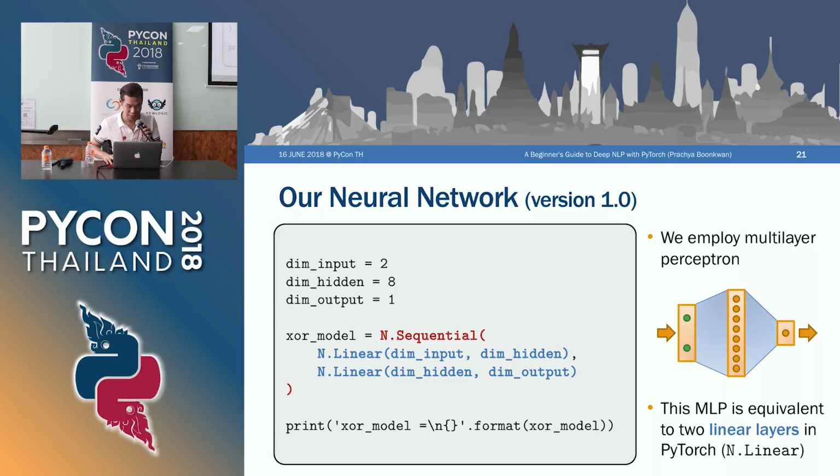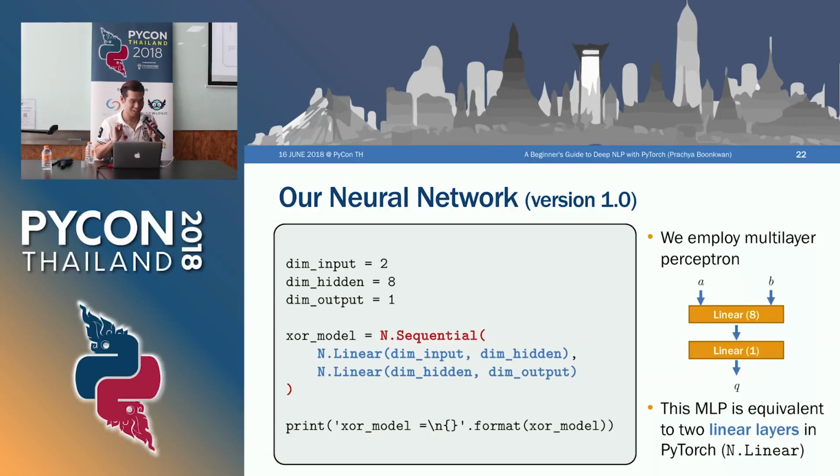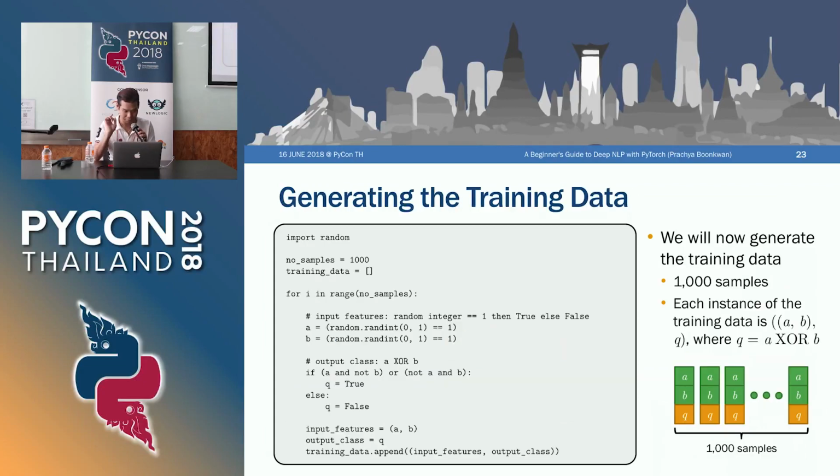But symbolically, we prefer to draw the diagram, which looks like that. Very easy. Two linear layers, with 8 dimensions for the hidden layer and 1 dimension for the output as well. So far, so good. We're going to use a diagram.